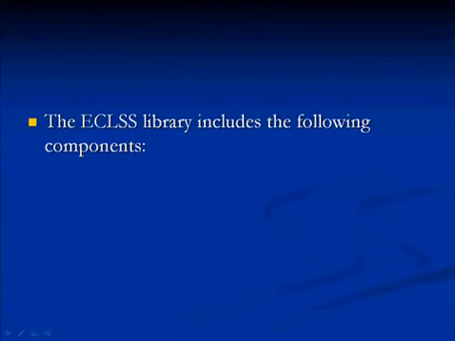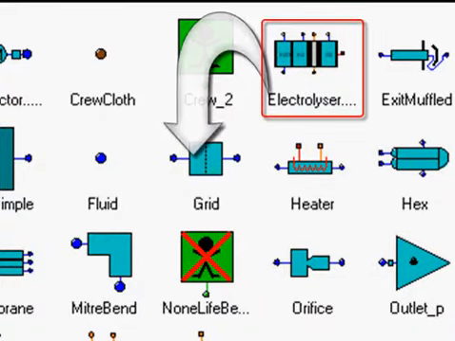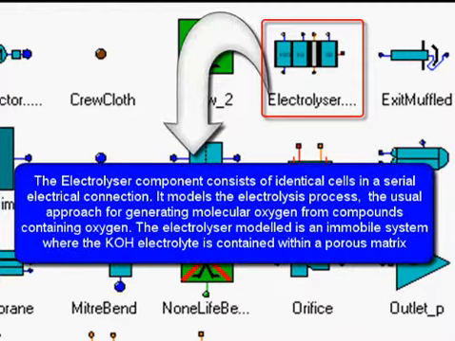The ECLSS library includes the following components. The symbols of the library. We will now describe some of them. The Electrolyzer component models the electrolysis process, the usual approach for generating molecular oxygen. The Electrolyzer model is an immobile system where the KOH electrolyte is contained within a porous matrix.